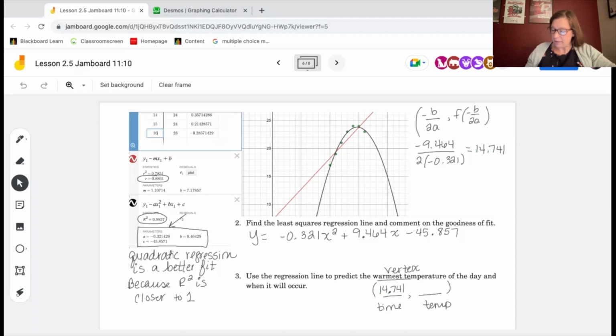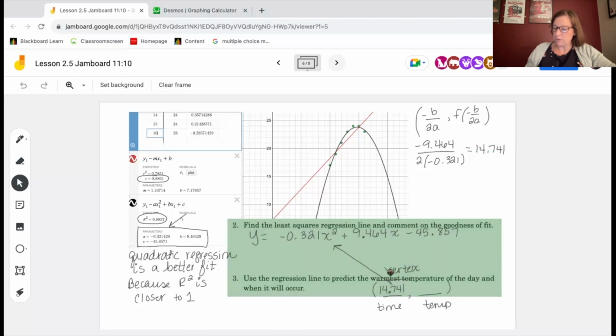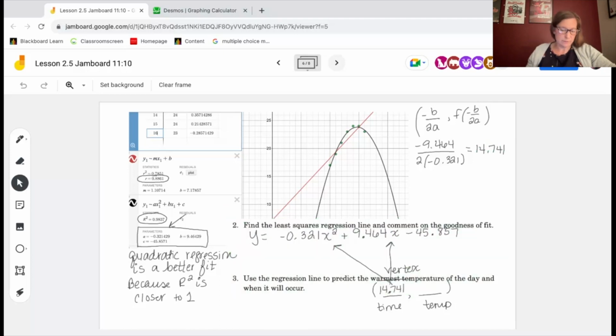And now I can evaluate wherever I see x. I'll let you plug that into your calculator. We're going to substitute in 14.741, and you should get 23.899.